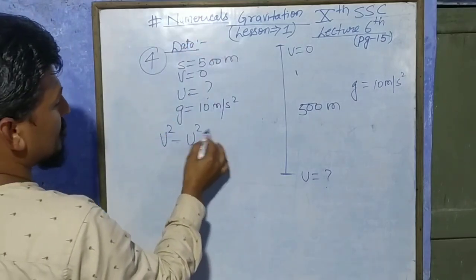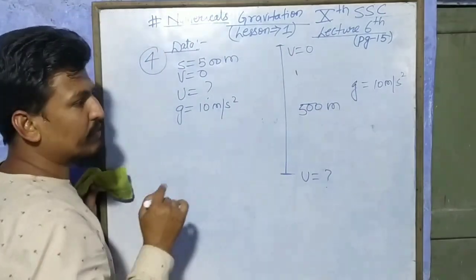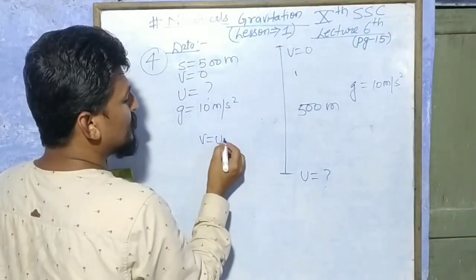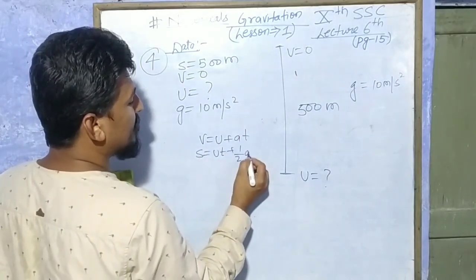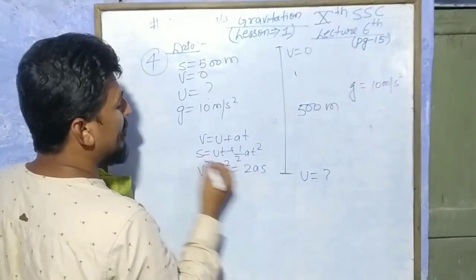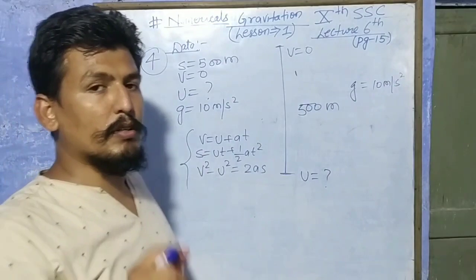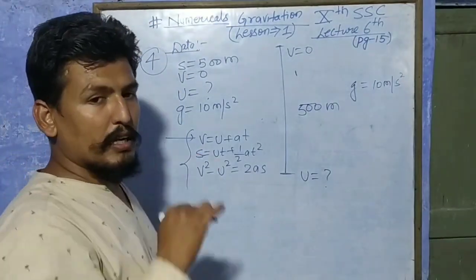V square minus U square equal to... see here, I will teach you a technique. We have three formulas. V is equal to U plus AT. S is equal to UT plus half AT square. V square minus U square equal to 2AS. How will you know which formula to use? Pay attention. Suppose I want to use this formula.